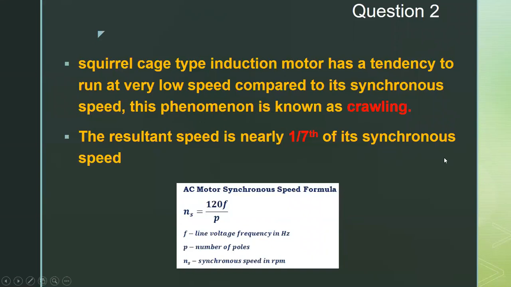So what is the synchronous speed? There is another term, I think you know it from when you are studying the induction motor. An important term is the synchronous speed.